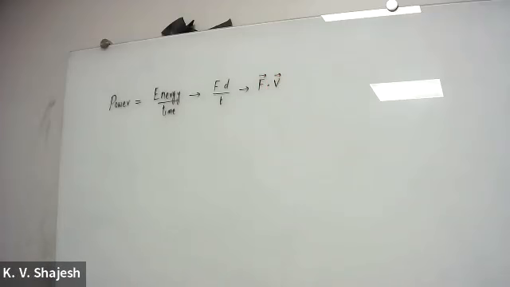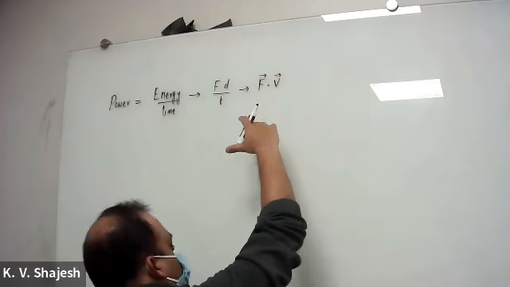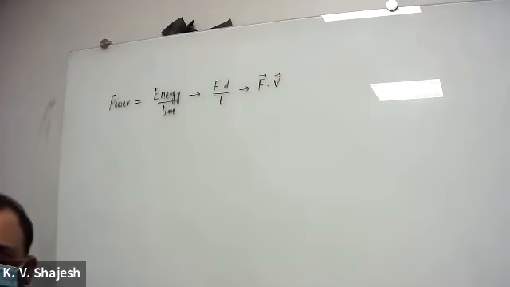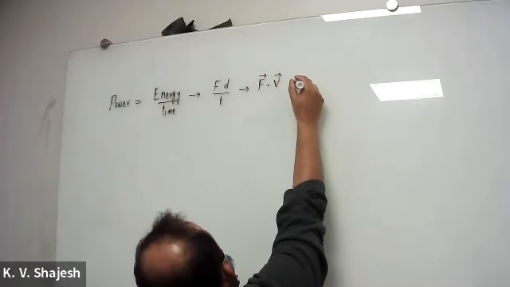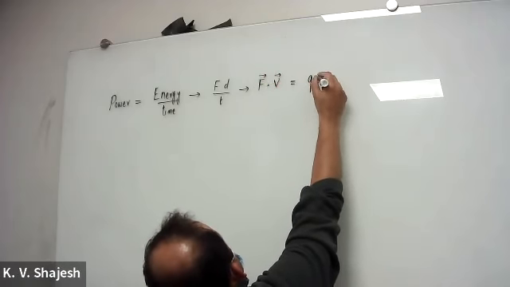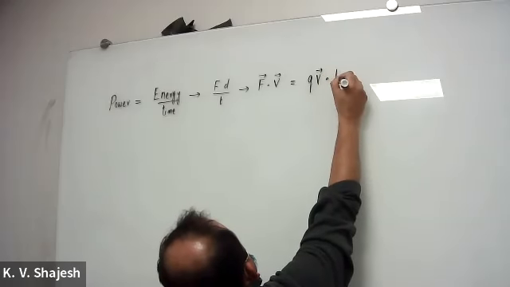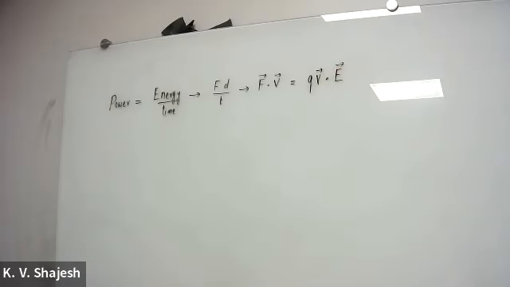And force, in the context of electrostatics or in electrodynamics, this is charge times the electric field, right? So this is the same as Q times V dotted with the electric field. Because force is Q times E. And you would say that, oh, there is a magnetic force also, right? But magnetic force is QV cross B. So when you dot it with V, that goes to 0. Right? It is F dot V.